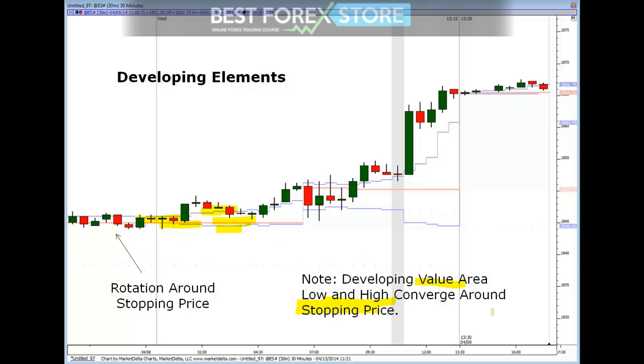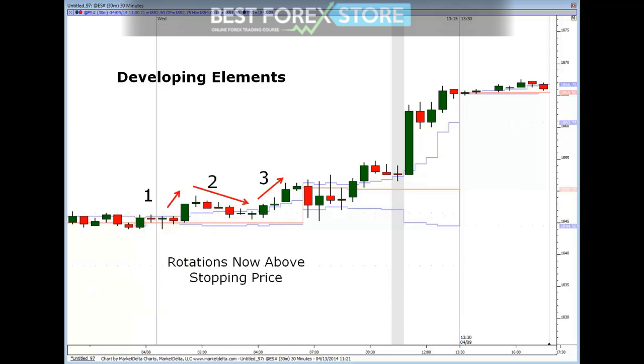Now, if we take a look at the rotations, we begin here with the first rotation, a slight upward move, and it actually takes us above the value area high. But we experience rejection, and now we're into the second rotation, and we drop back in to value. But notice what happens. We don't even come all the way down to the stopping price, but jump back right up again into a third rotation, and this third rotation even takes us higher yet.